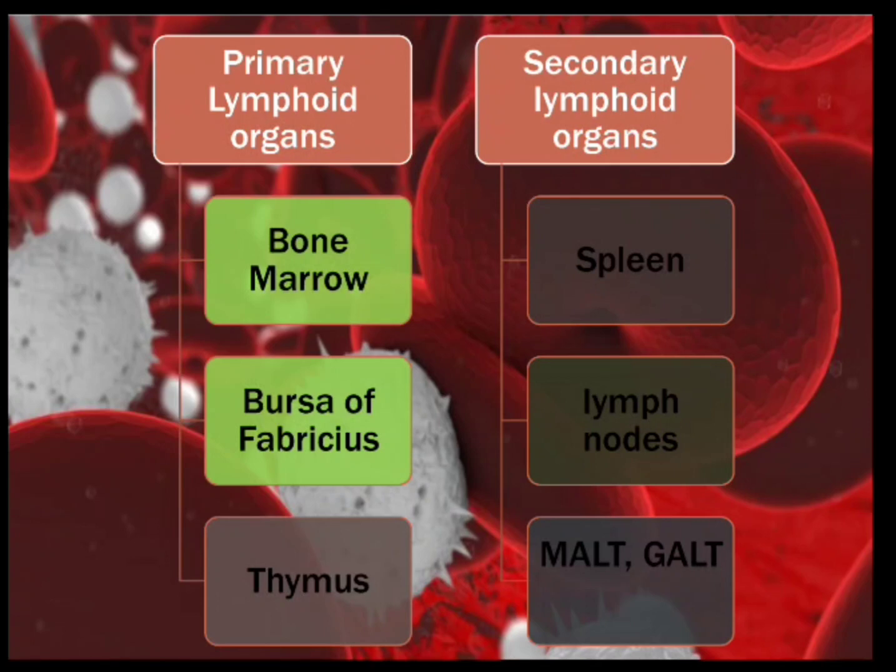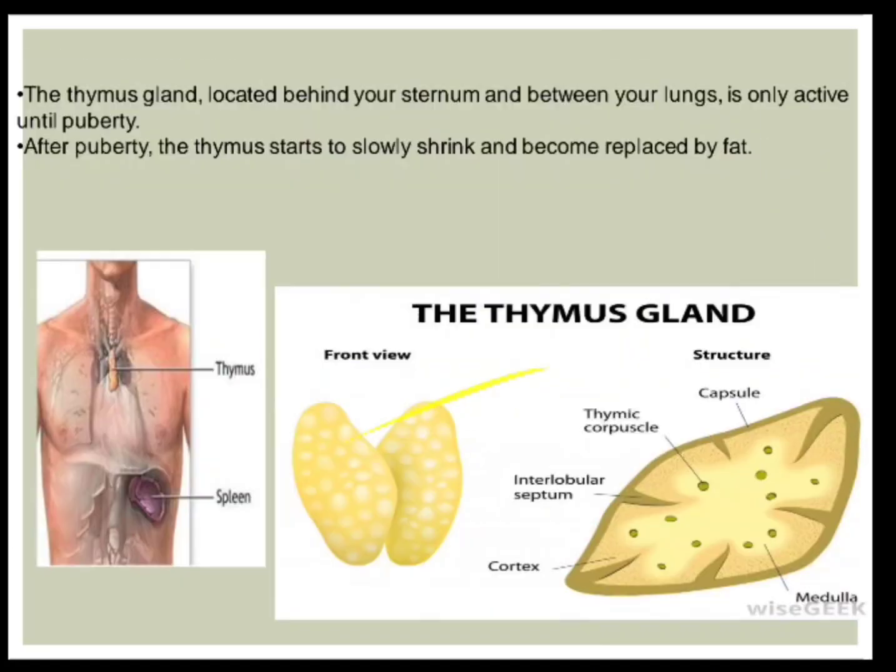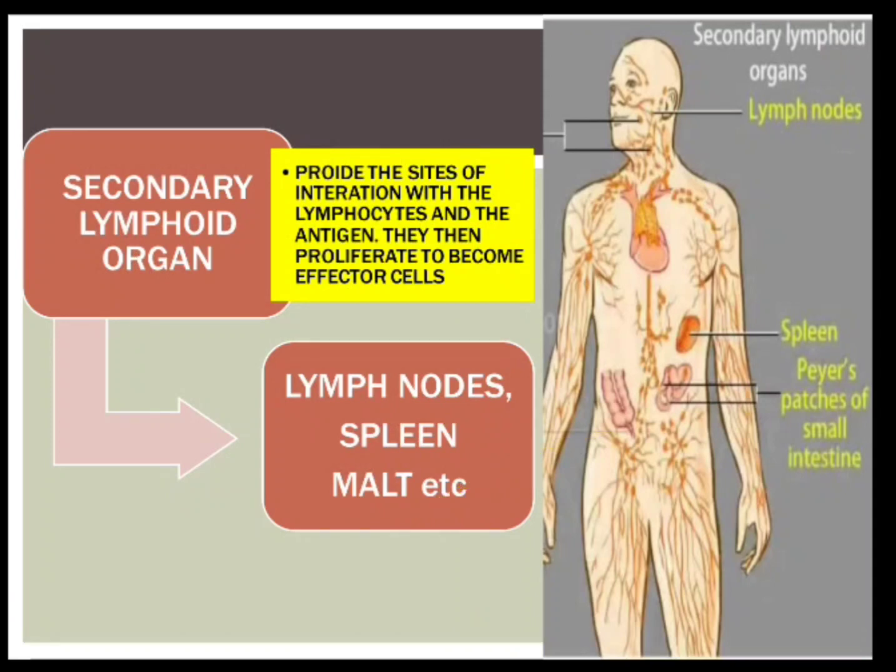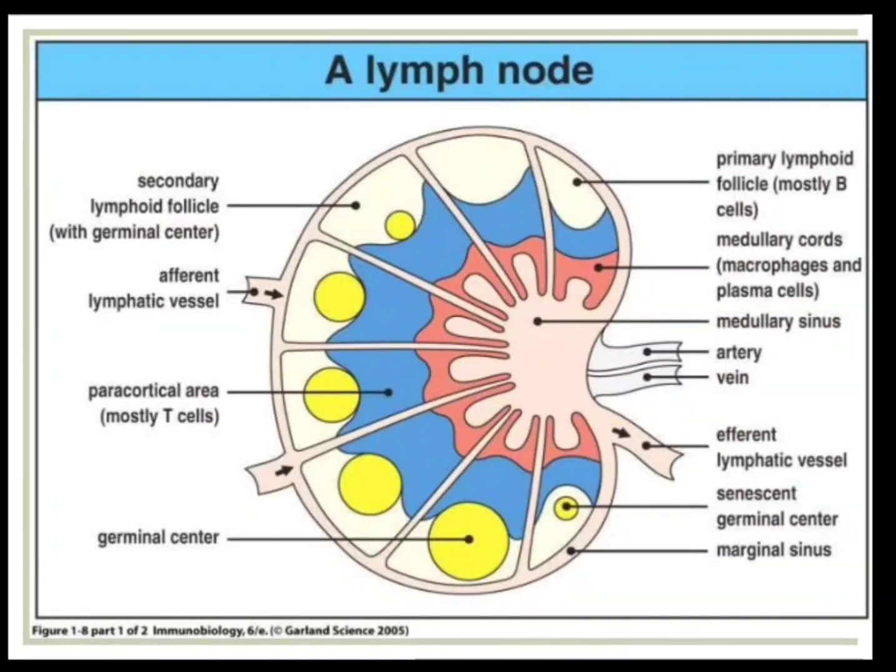Okay, so the secondary lymphoid organs include the spleen, lymph nodes, MALT, GALT, etc. Now let us study about the secondary lymphoid organs in detail. As I told you, the secondary lymphoid organs are the lymph nodes, spleen, MALT, etc. The first one is your lymph node.